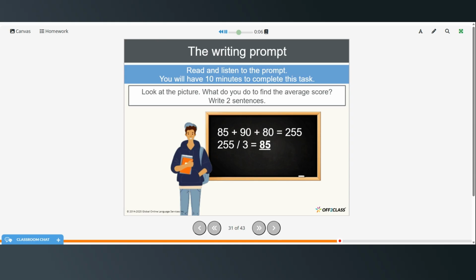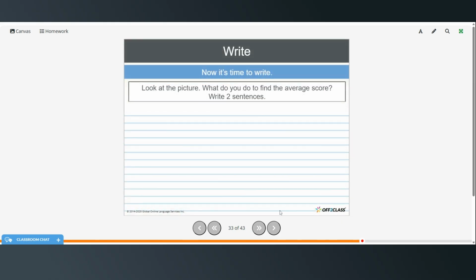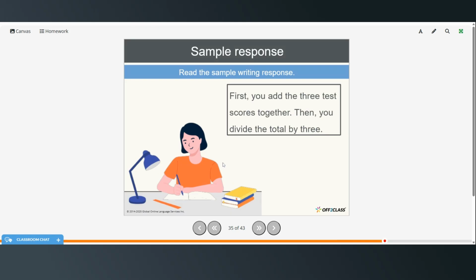Look at the picture. What do you do to find the average score? Write 2 sentences. So for this one, you'll have 10 minutes to complete this task. So you can pause the video, look at your notes, write your 2 sentences, then check the checklist. And now we'll look at the sample response. First, you add the 3 test scores together, then you divide the total by 3.